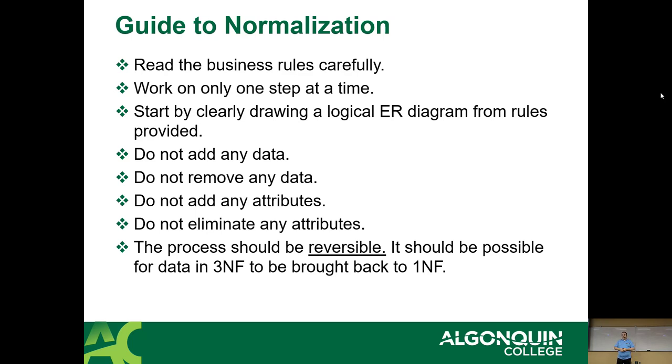You may end up drawing a diagram up front, but here are the four key points of normalization. You're not going to add any data. In other words, you're not going to create synthetic keys while you're normalizing. You don't remove data, because the point of normalization is to have something that's sane and works, not because you just want to eliminate pieces. You're not going to add any extra attributes. You're not going to eliminate any attributes. We are not going to add new attributes to make things fit. We're not going to take attributes out to make things work, because if we take out attributes, we lose data. If we add attributes, we're creating data.